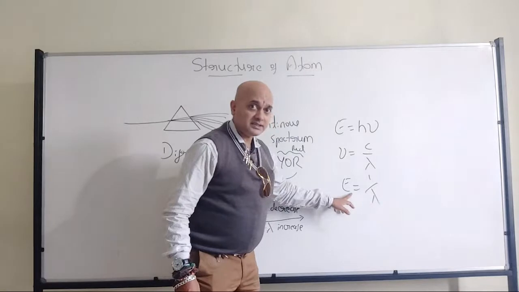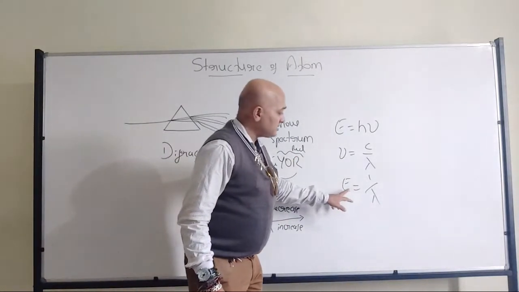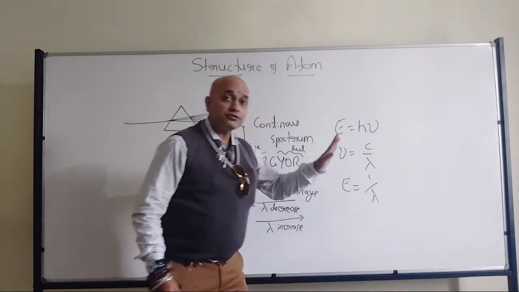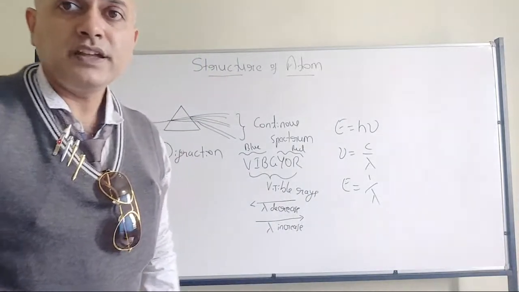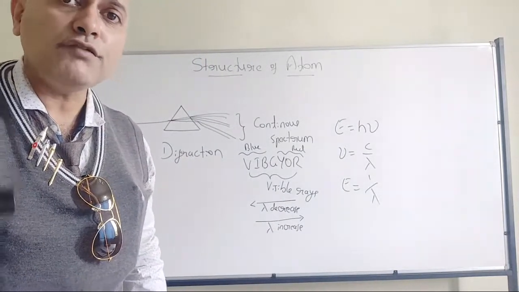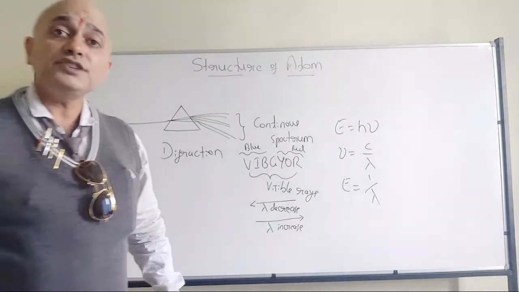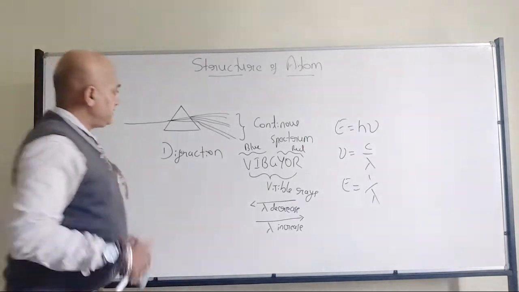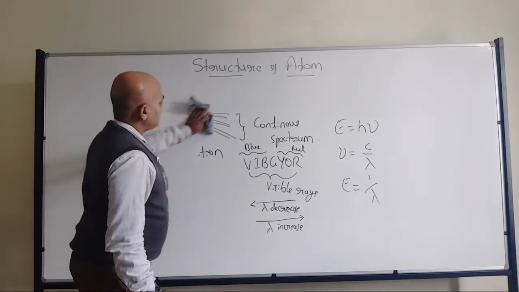Energy should increase. Red region will be having lower energy. That is because wavelength is getting increased, so energy should decrease. All of you have understood? Don't get confused. You want me to explain once again, or all of you have understood? So it should be blue region that will be having higher energy. Okay, done. So this is related to continuous spectrum.